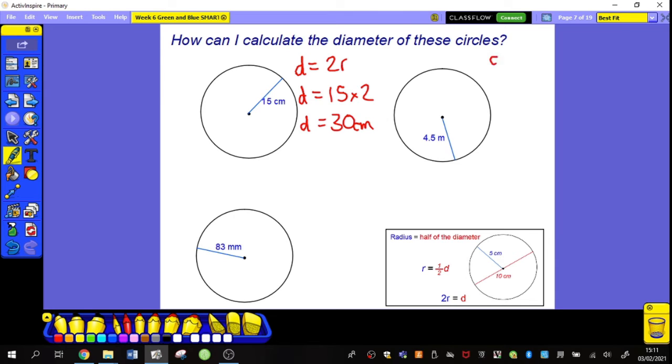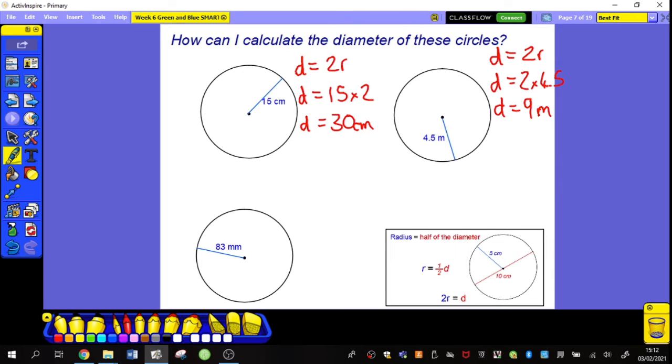Okay, next one here. First thing I'm going to do is remember to write out my formula. Diameter equals 2 times the radius. So my diameter must equal 2 times 4.5. My diameter must be 9 meters this time.